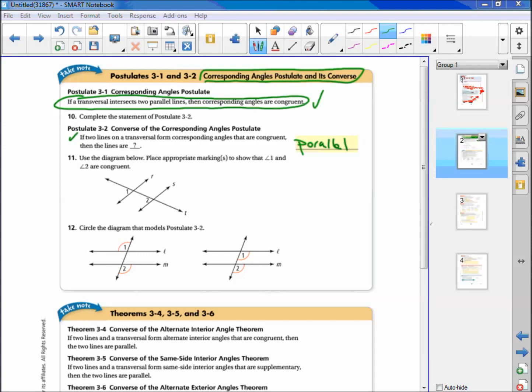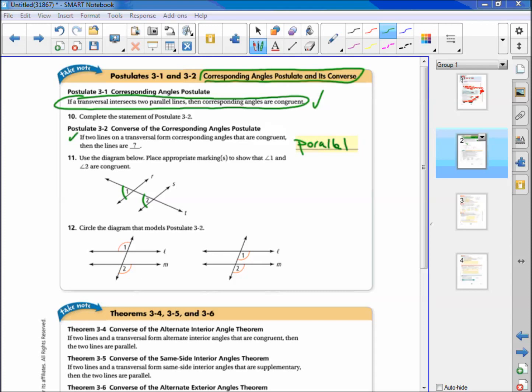Okay. Use the diagram below to place appropriate markings to show that angle 1 and angle 2 are congruent. All right, well, that's easy. We just put little marks like that. Now notice angle 1 and angle 2 are corresponding angles because they're on the same left side of the transversal T that cuts through R and S. Okay, circle the diagram in number 12 that models postulate 3.2.